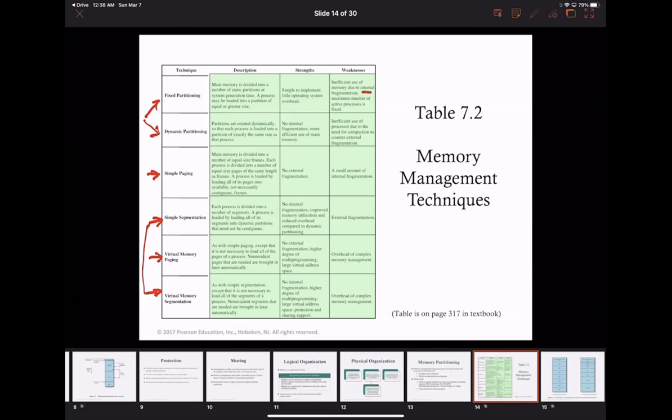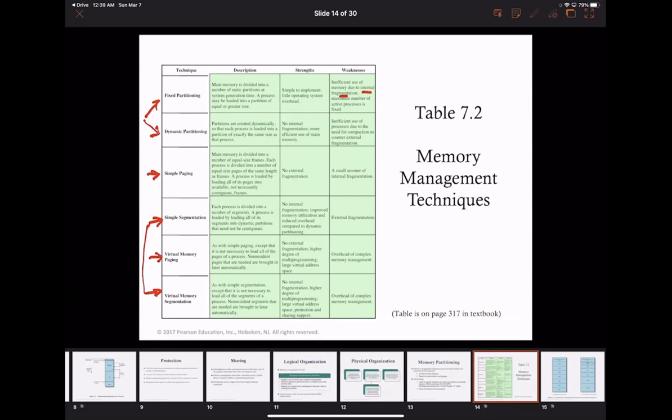So we're going to talk about two different problems now when it comes to partitioning. The first one is called internal fragmentation, and the other one is called external fragmentation. Internal fragmentation means we have fragmentation within the partition, and external fragmentation means we have fragmentation outside the partition. Also, one of the disadvantages of fixed partitioning is that the maximum number of active processes is fixed.